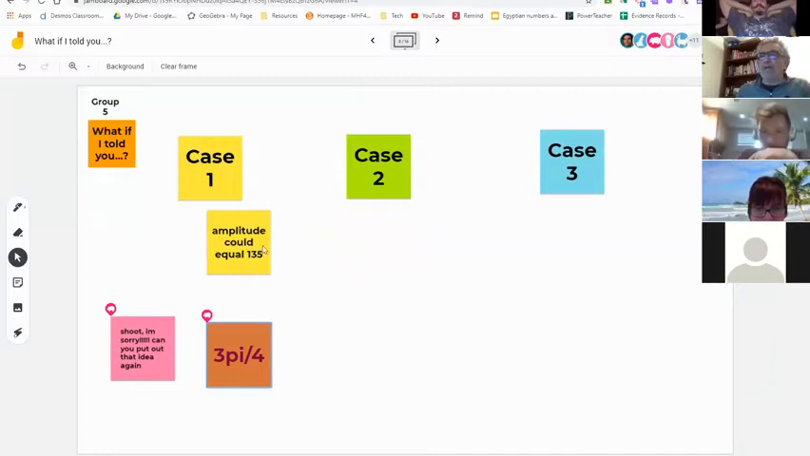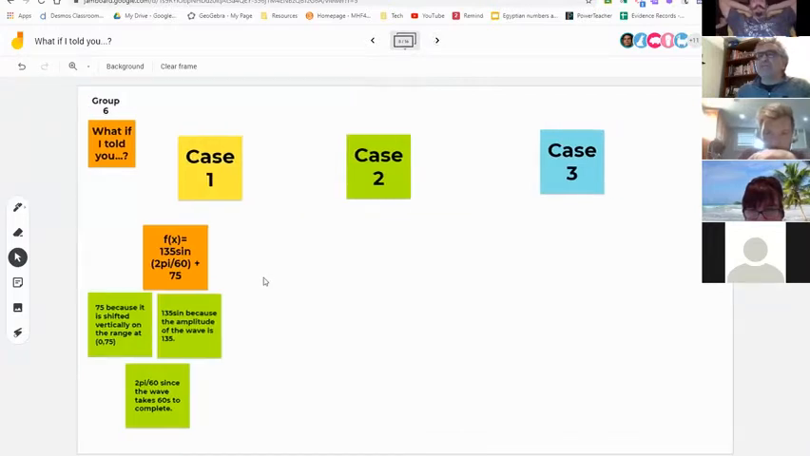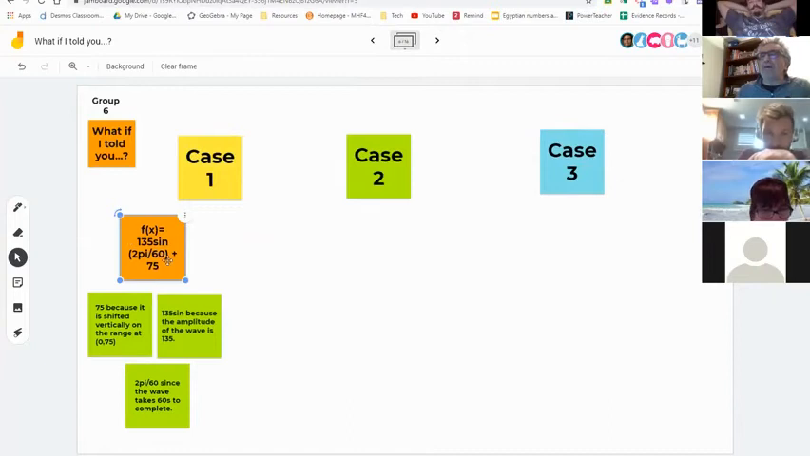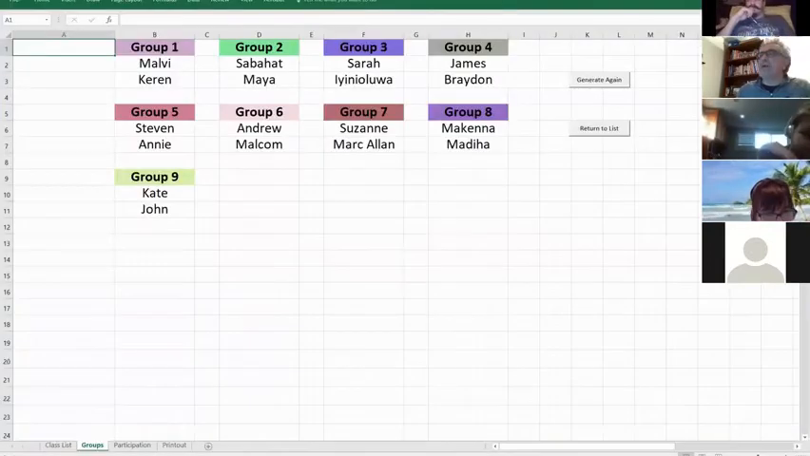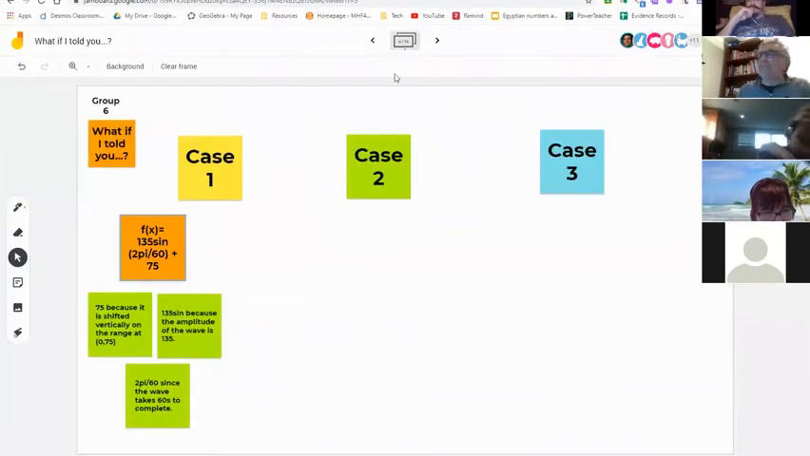Amplitude could equal 135. Okay, and group 6. Here we have an equation. f of x equals 135 sine of 2 pi divided by 60, plus 75. That is the first full equation we have, and that is group 6. And group 6 is Andrew and Malcolm. Okay, cool. All right, Andrew and Malcolm, thank you.